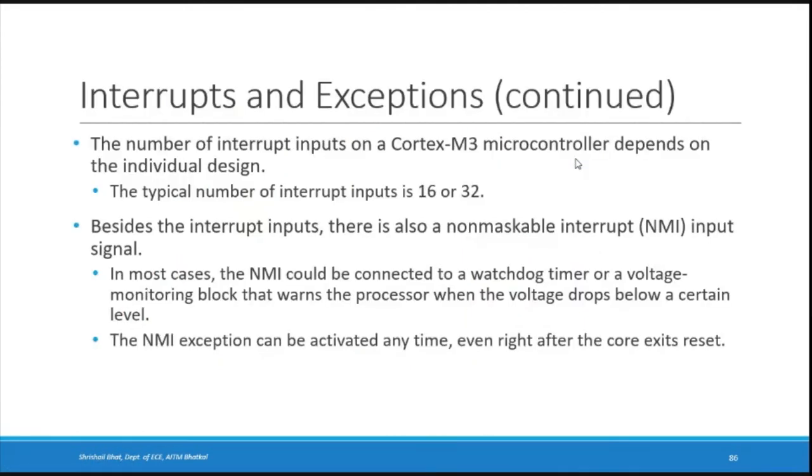In most cases, NMI could be connected to a watchdog timer or a voltage monitoring block that warns the processor when the voltage drops below a certain level, right? Whenever the voltage drops below a certain level, it has to be taken care of first. The NMI exception can be activated anytime, even right after the core exits reset. Just after reset, you can activate this NMI exception.